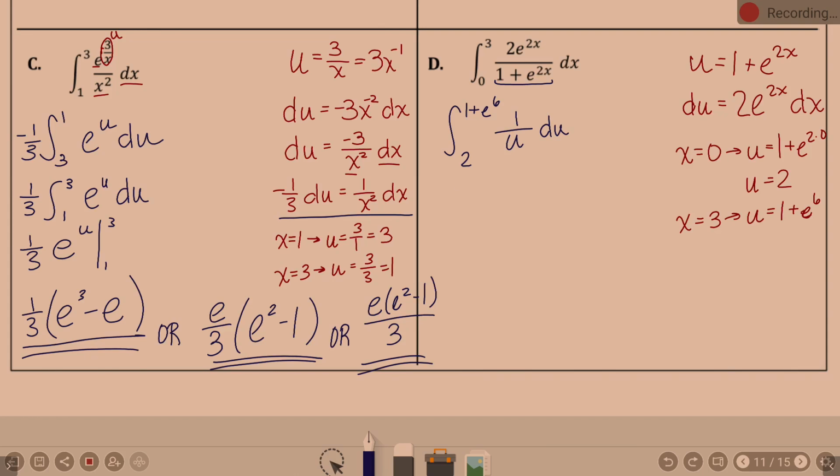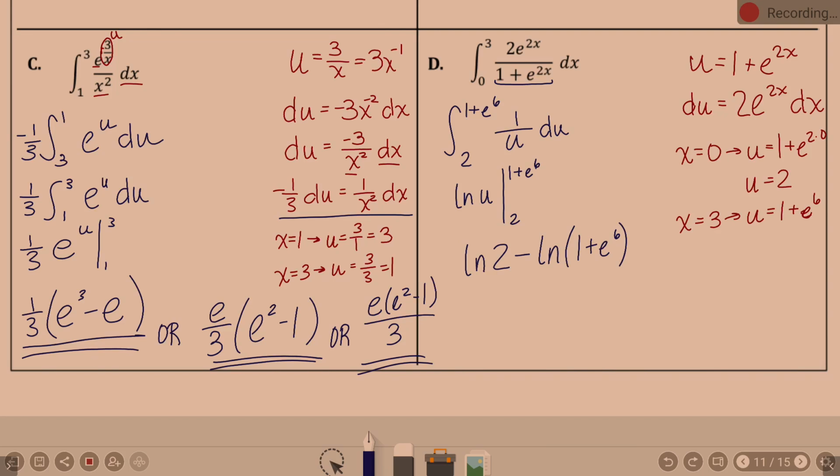Natural log of u, evaluated from 2 to 1 plus e to the 6th. So natural log of 2 minus natural log of 1 plus e to the 6th. Wait, you flipped them. Did you guys follow my mistake? Upper minus lower? I did lower minus upper. The only reason I caught it is because I glanced at my answer key.